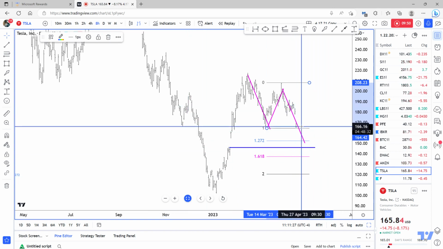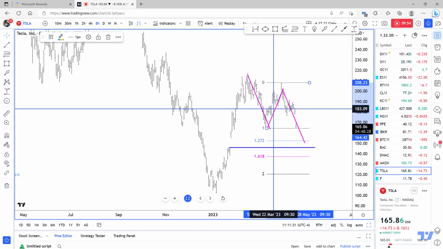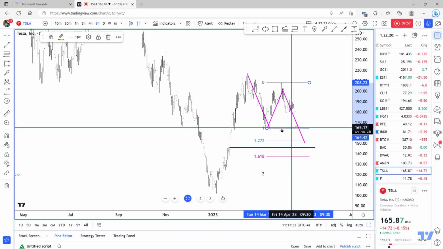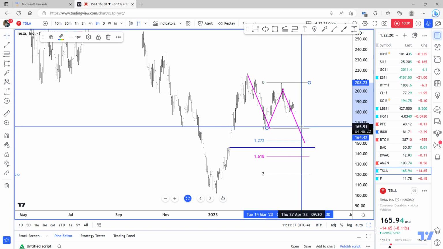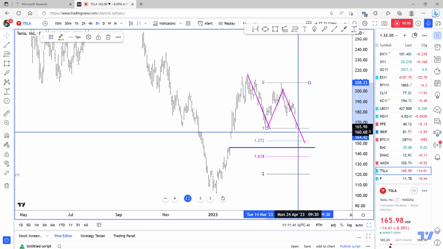The only way this could be a trade is if it starts accumulating buyers here. I'm not going to worry about the Gartley thing. And do I find buyers at a double bottom? That remains to be seen. So that's it on Tesla.